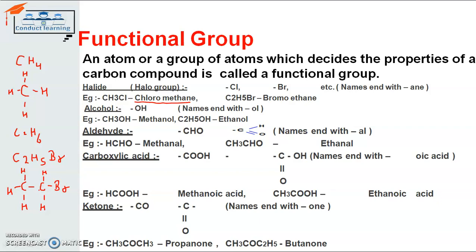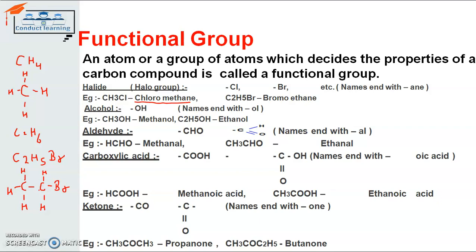So this is how chloromethane and bromoethane form, and how the functional group is added to a carbon atom in already existing carbon compounds and changes their chemical properties. Another example taken here is for alcohol.